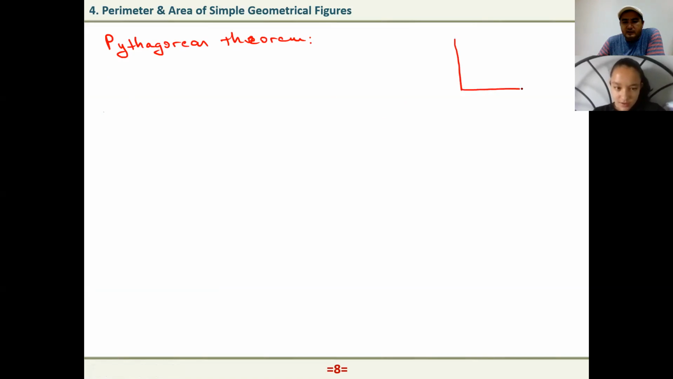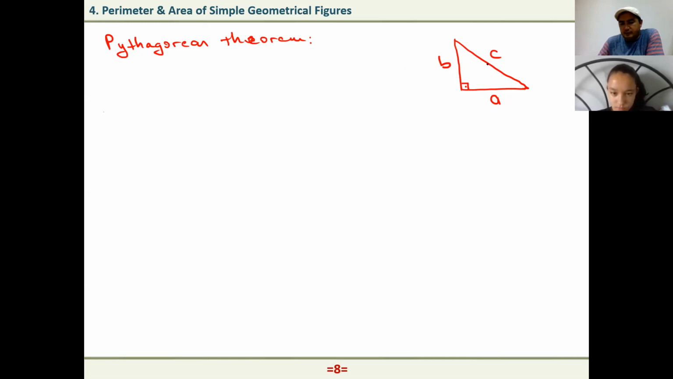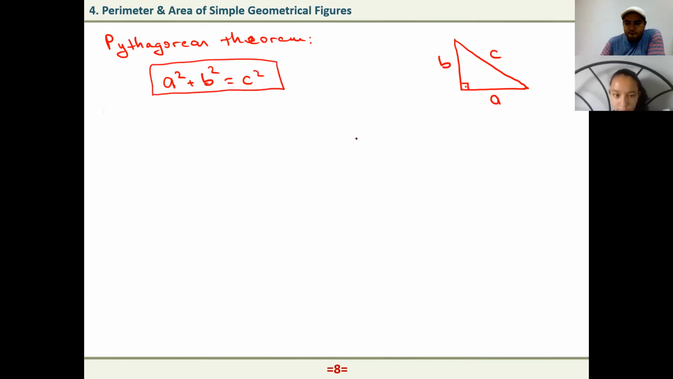If you are given any right angle triangle, and this angle is the right angle. This side, let's say it is A. This side it is B. This side it is C. And this theorem states a very special relationship between A, B, and C. It says that if you are given any right angle triangle, if the shortest sides are A and B, and the longest side, which is faced by this right angle, is C, then A squared plus B squared is equal to C squared. Right? And that is called the Pythagorean theorem or Pythagoras theorem.